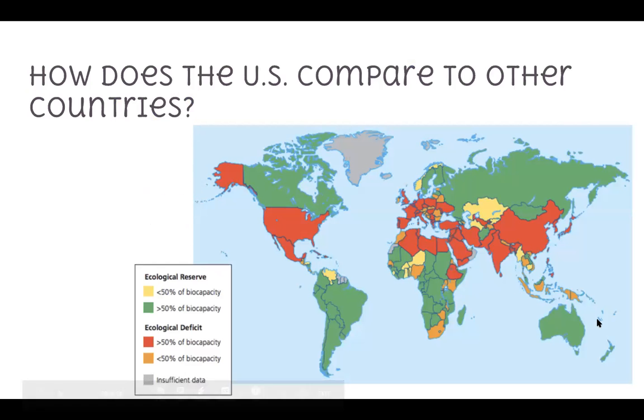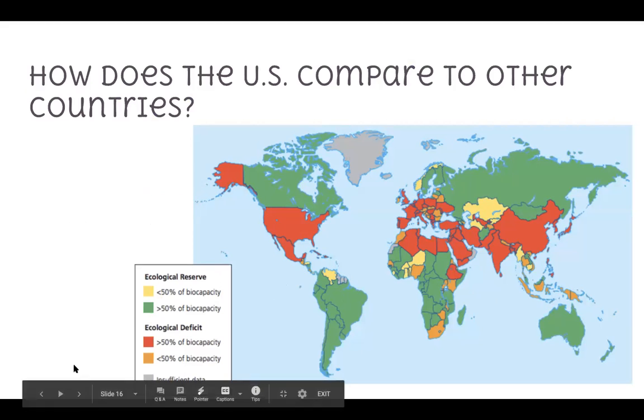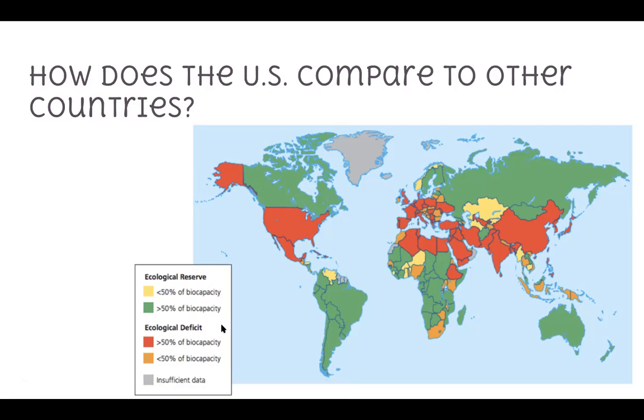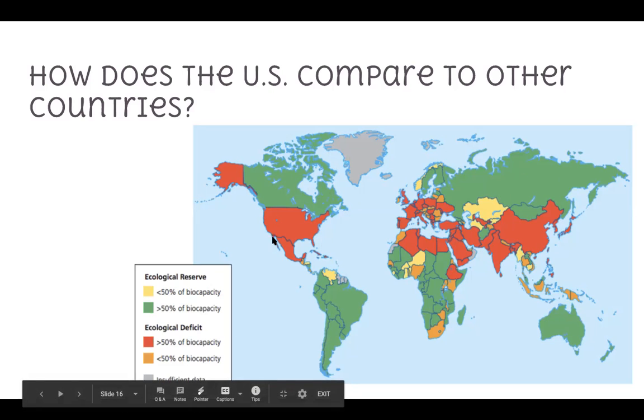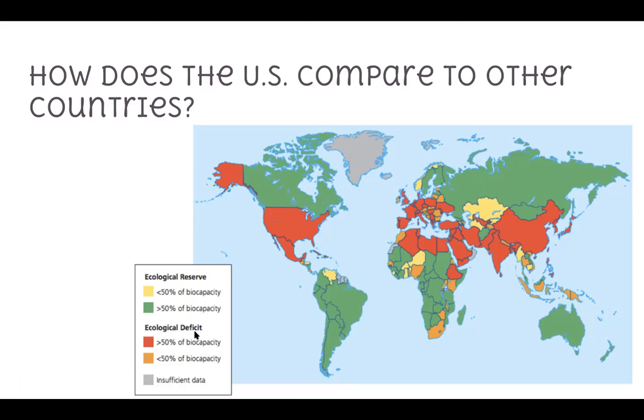So this is a map of our current state of biocapacities. If you notice, countries that are at less than 50% biocapacity, meaning that they still have enough resources to support their population, there's very few of those, and that's really sad. The countries that are over 50% biocapacity are still in an okay place, but they have passed that 50%. There's a lot more of those, and that's not as terrible. But the countries that are in a deficit have already exceeded the amount of resources we have.